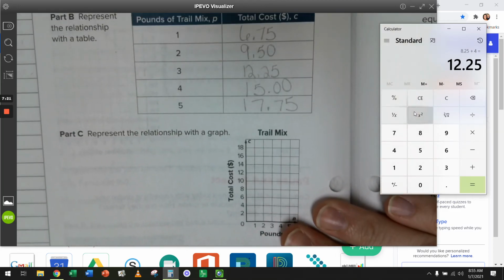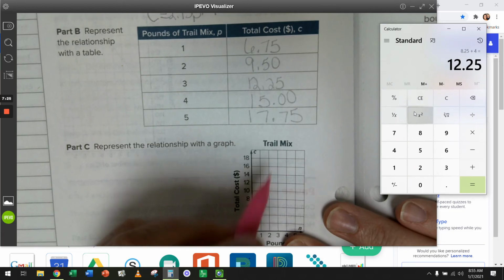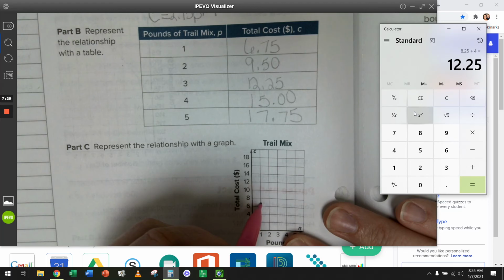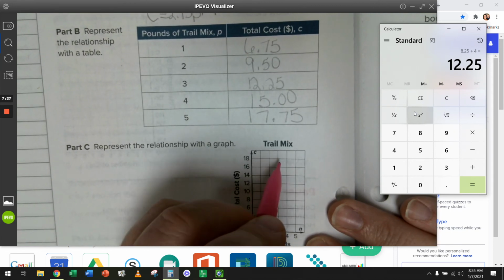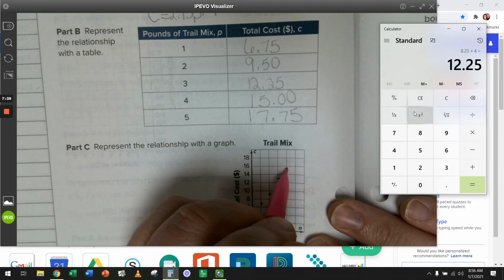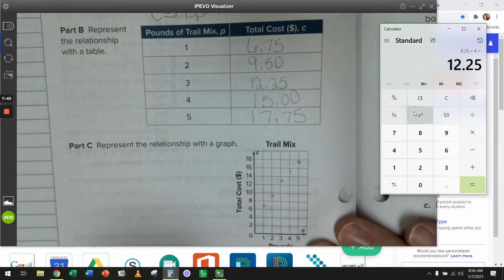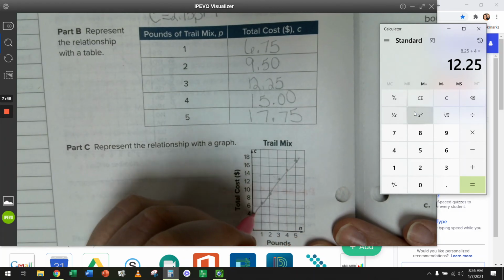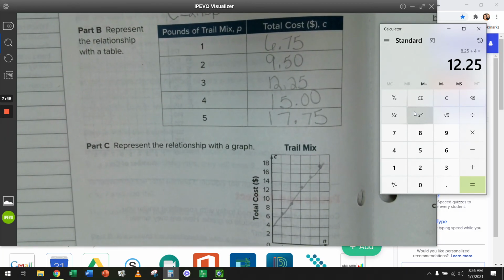Okay, then we would graph it. Simply plot your points on your graph. For 1 pound of trail mix, the cost is $6.75. So right about there. 2 is $9.50. Right about there. $12.25 there. 15 there, and 17.75 about there. So there we go. That is how we would plot our values on our table, and our graph, sorry.